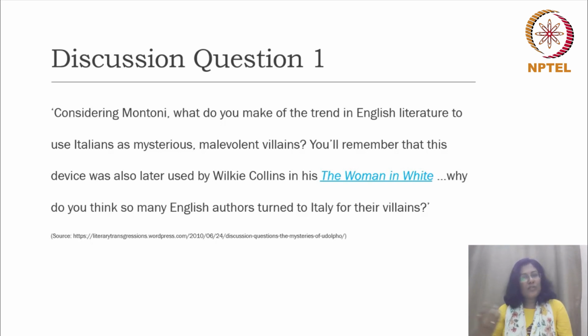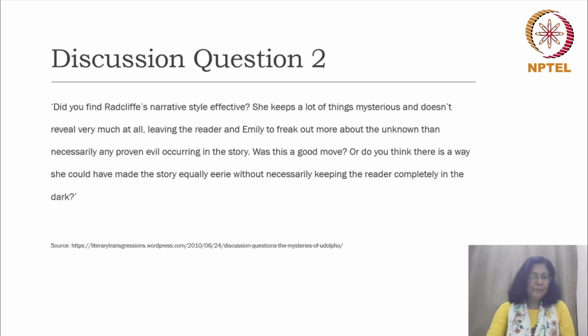You'll remember that this device was also later used by Wilkie Collins in his Woman in White. Why do you think so many English authors turn to Italy for their villains? So why this foreign villain? Why this particular nation's villain in much of English fiction in that period? It is a good starting point to talk about issues of othering, and how problematic issues are transported to a different place, to different figures, in order to resolve them.